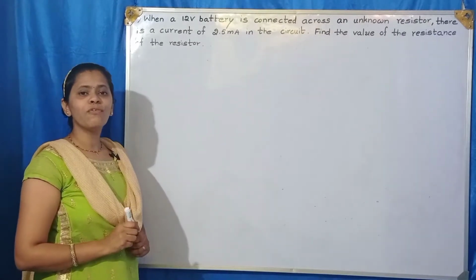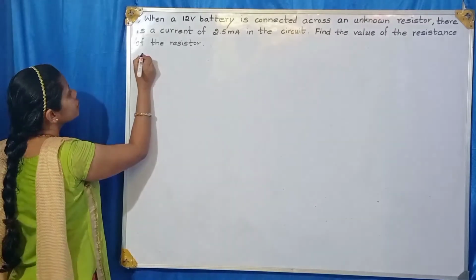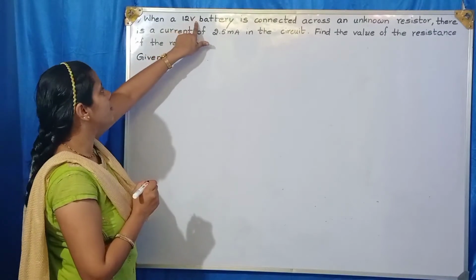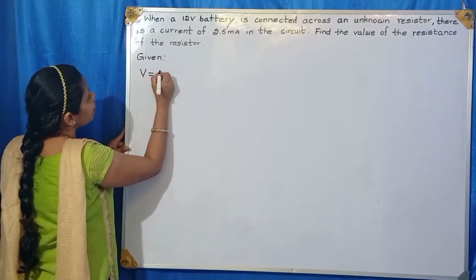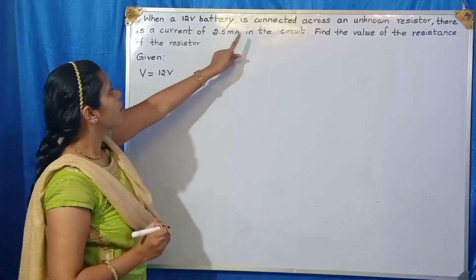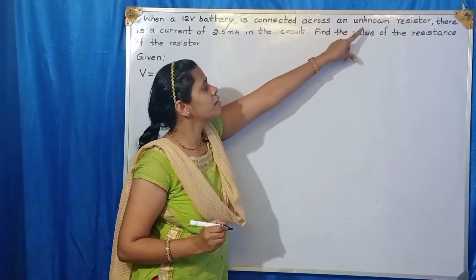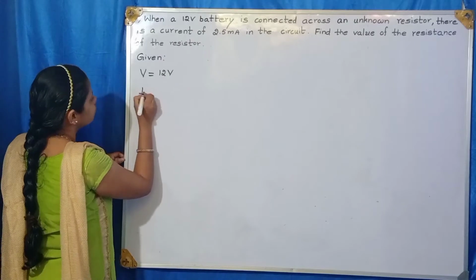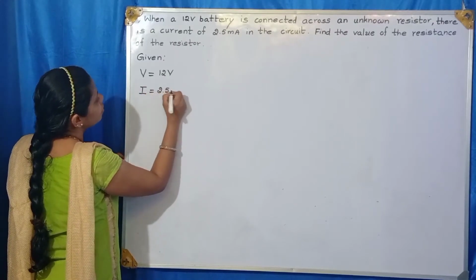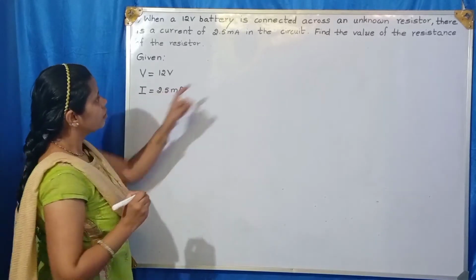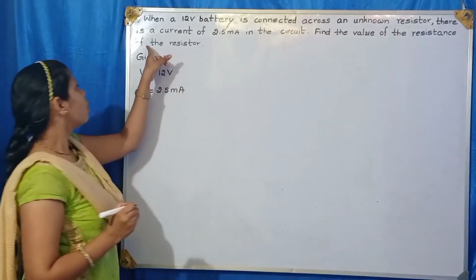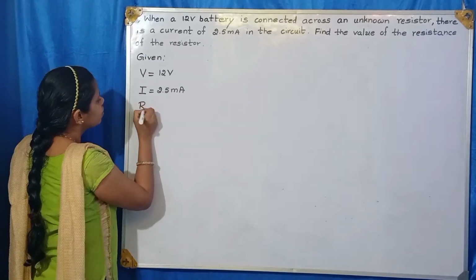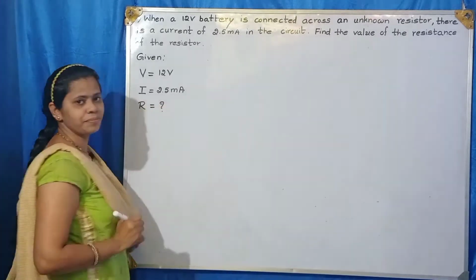First, let me write what is given in the problem. See here, they have given a 12-volt battery. Voltage of the battery is 12 volt and it is connected across an unknown resistor. There is a current of 2.5 milliampere. I is equal to 2.5 milliampere. Find the value of the resistance of the resistor. What we have to find out? We have to find out the resistance of the resistor.